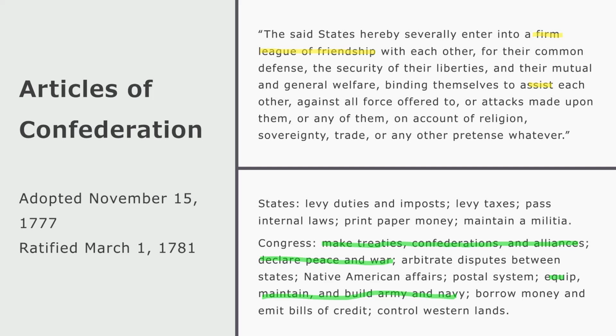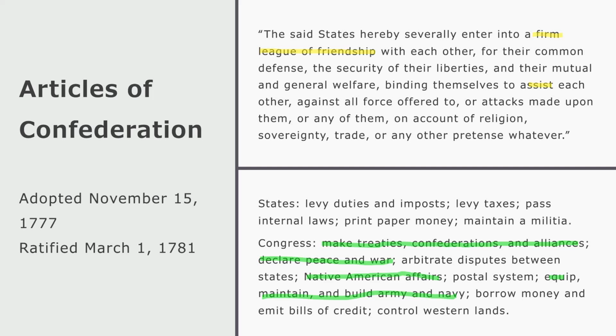In addition to that, you'll notice that Native American affairs are listed in here as well. This is understandable considering the fact that Native American tribes were still considered separate states, although they resided, according to Americans' mindset, within the United States borders. Of course, the postal system is understandable in that it would link together all of the different states, and a government that was representative of all of the states' interests would be best to run such a system.